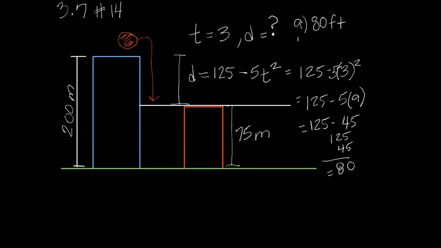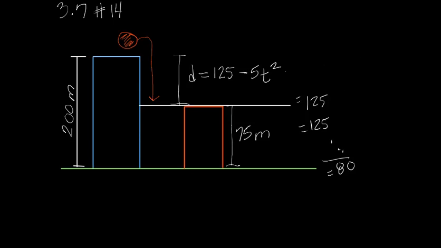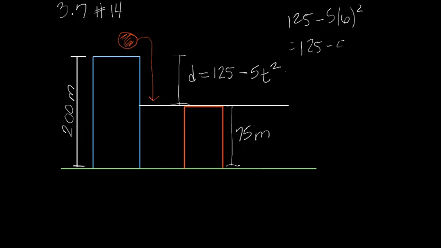For letter B and C, you're going to do the same thing. You'll plug in the answers, and I'll actually let you do that part on your own. But what I want to point out to you is specifically letter C, where they give you 6 seconds. At 6 seconds, we do 125 minus 5 times 6 squared, that's 125 minus 5 times 36, which, let's see, 36 times 5, 3, 15, 16, 17, 18. So we get negative 65.